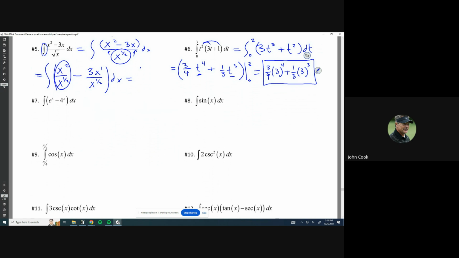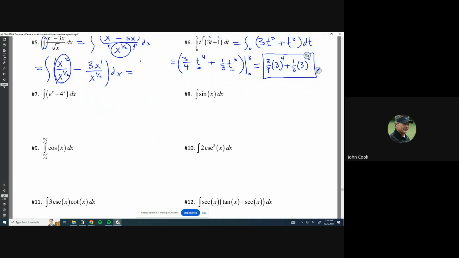Let's do number 7. These are just simple ones. They're just adding, but it's practicing the rule that we have for both of those. So the antiderivative of e to the x is e to the x. The antiderivative of 4 to the x is 4 to the x over the natural log of 4. And then plus c because it's an indefinite integral.